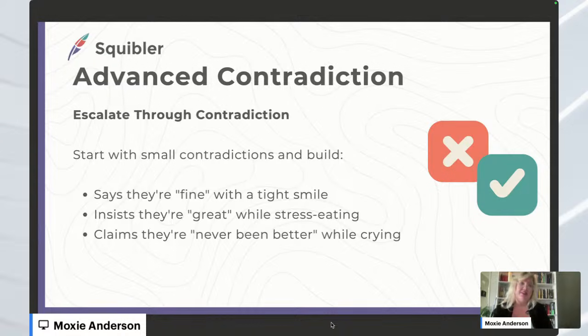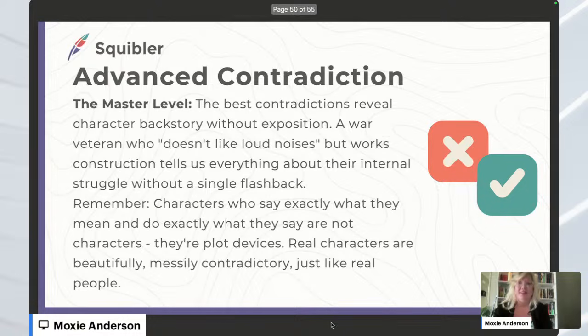You can also escalate things through contradictions. Start with small ones and then build on them. Someone says they're fine with a tight smile. They might insist they're great while stress eating. They could claim they've never been better while crying.